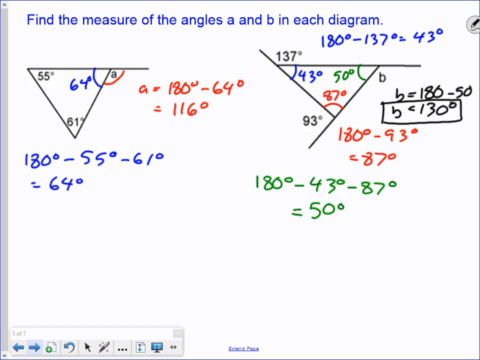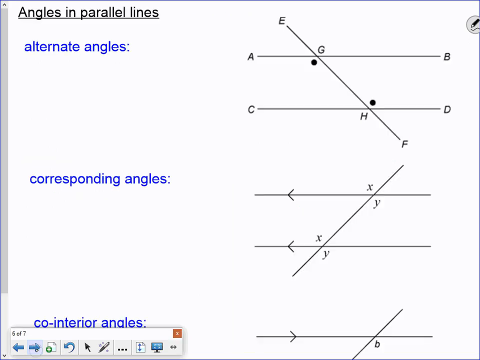So sometimes in these questions, it helps to start by figuring out any angles that you can on your diagram and using those to help work your way towards the angle that you want.